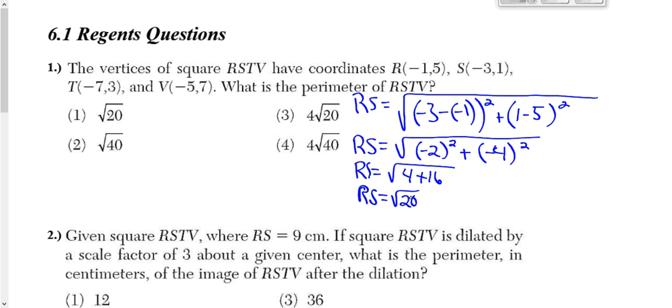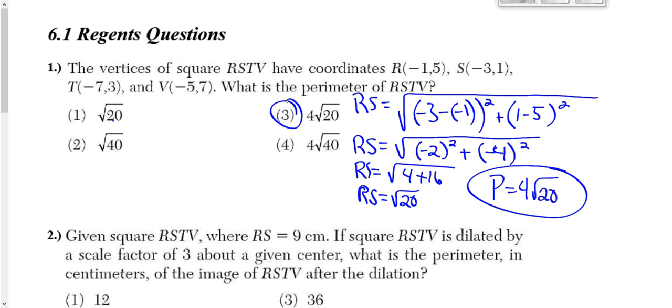Now you might be thinking, okay, I need to get that simplest radical form, but take a look at their answer choices. Did they do that? No. So here's our answer, square root of 20, right? Yeah, see how they do that? They put that in there, right? So the perimeter is 4 of those because it's a square. Okay? So we get how that distance formula works now? All right, let's move on.